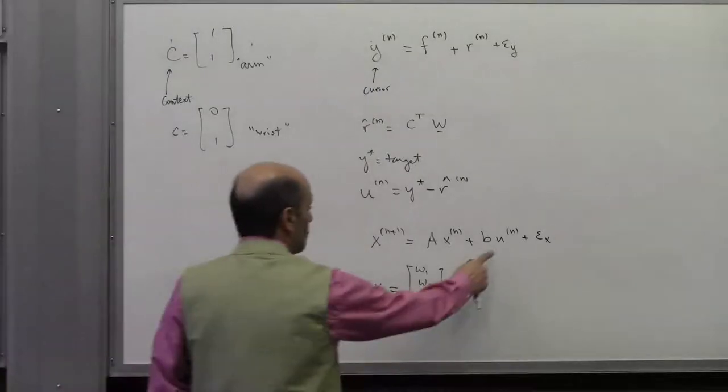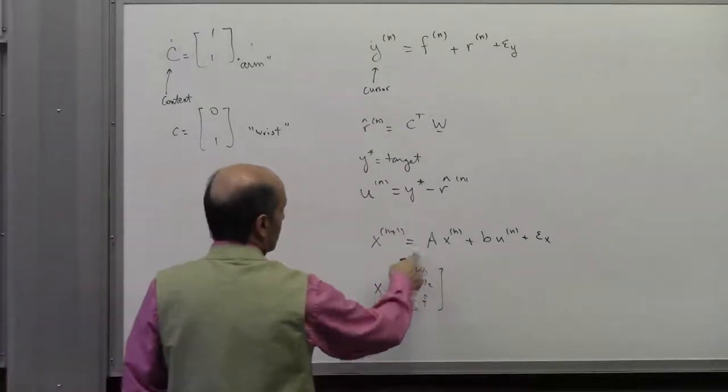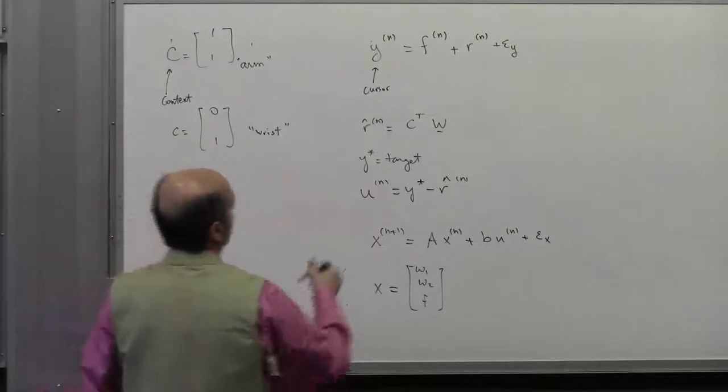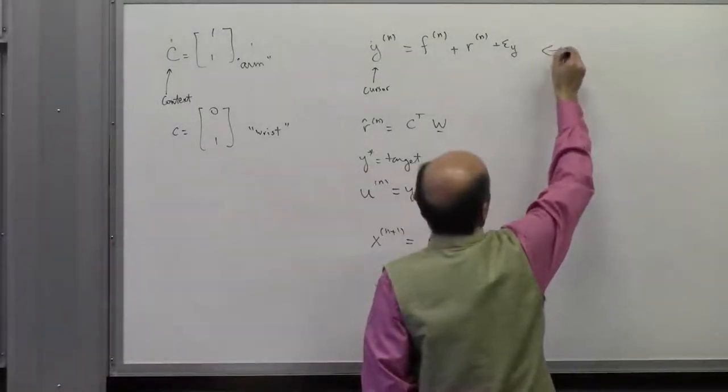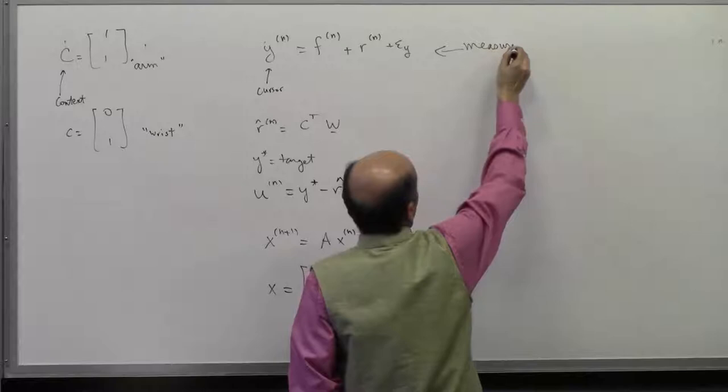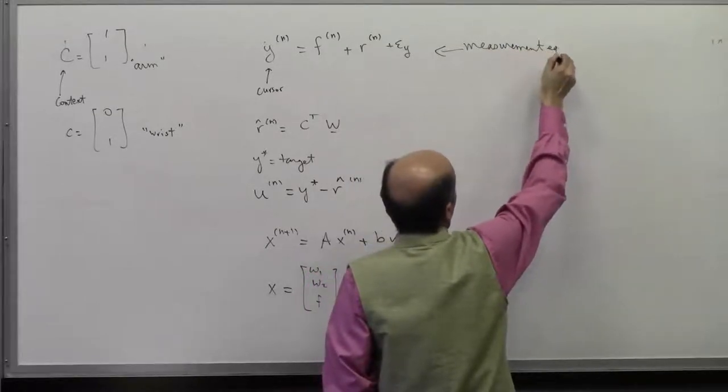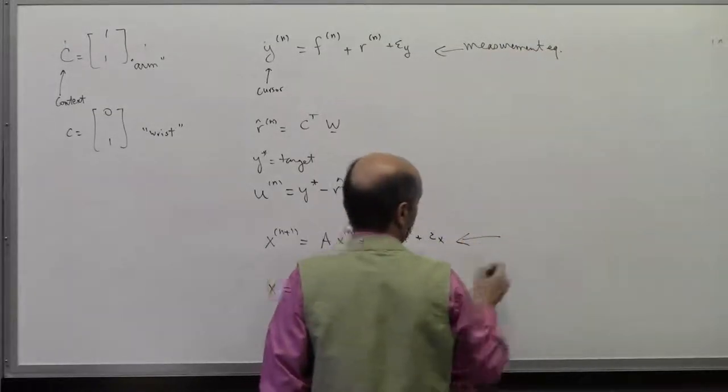I have some command U that I give, and that changes the state from trial to trial. And this is my observation equation. So this is my measurement equation. And this is my state equation.